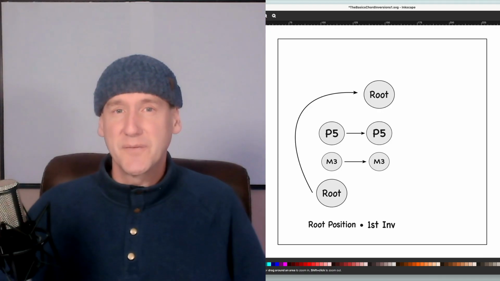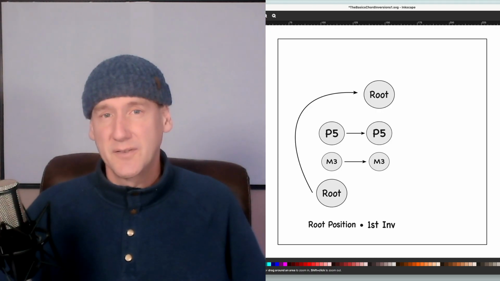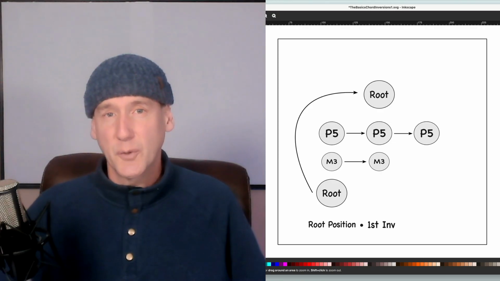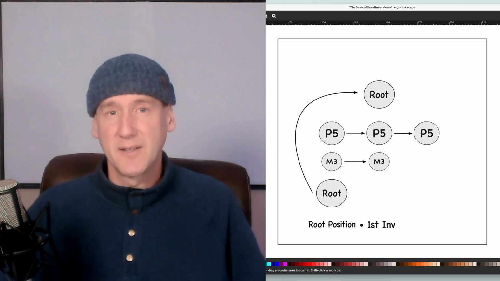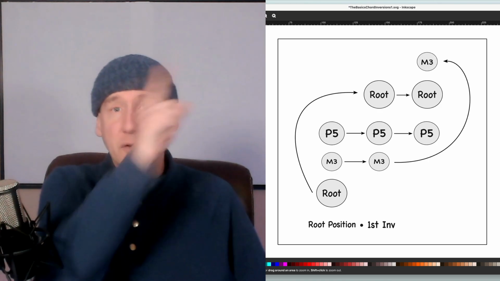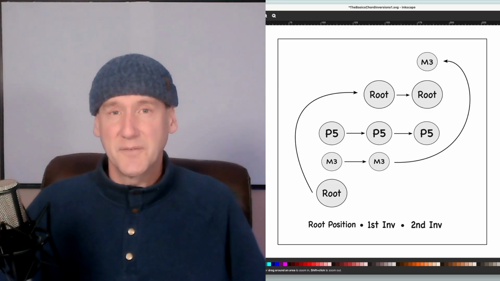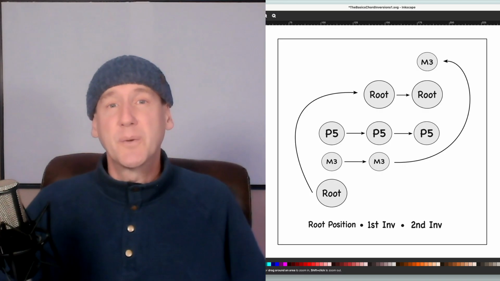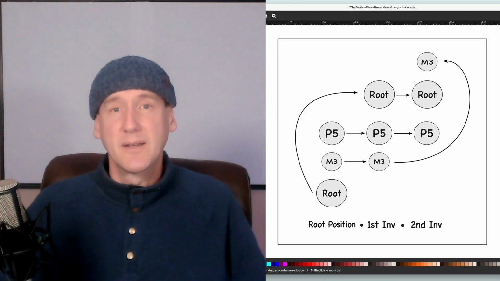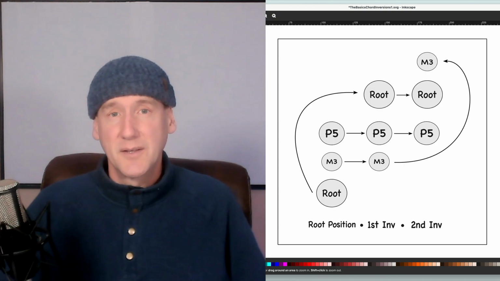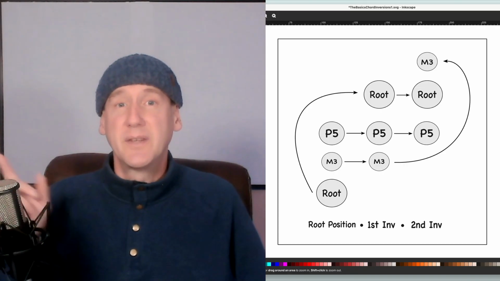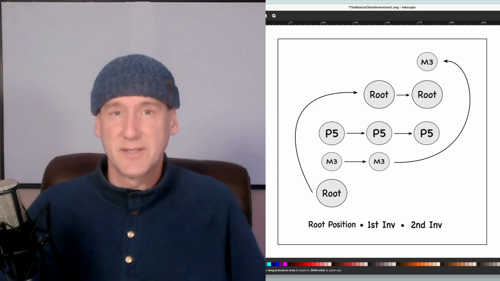Now, how do we get from the first inversion to the second inversion? Well, the fifth goes across, the root goes across, and now the third is going to go up top. And this gives us the second inversion. Now, if we were to repeat this process one more time, what would happen? We would have a root position triad an octave up, and you can go up and down through the inversions. And this is how they're made and how they're named.